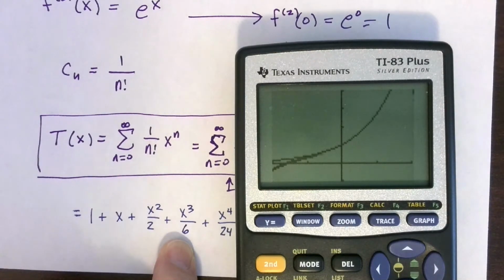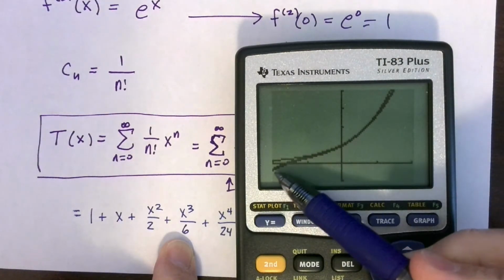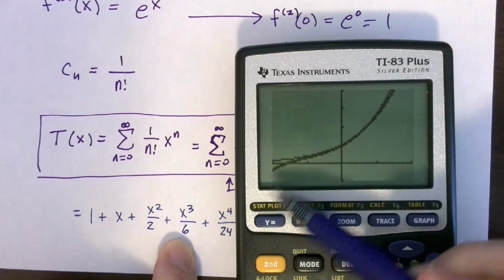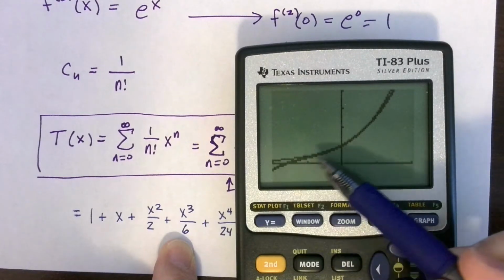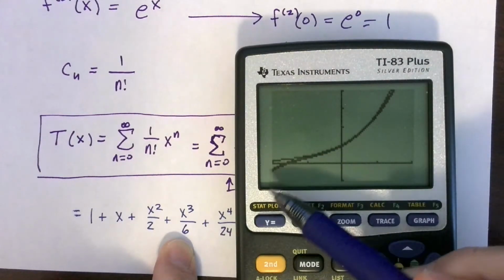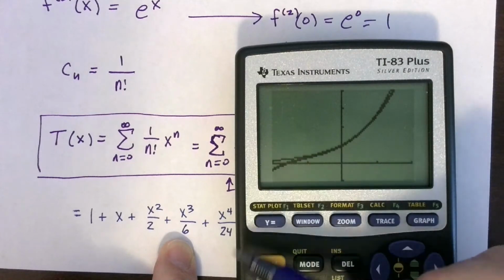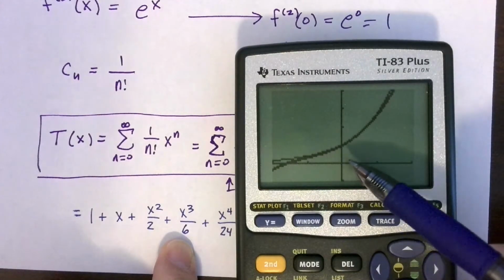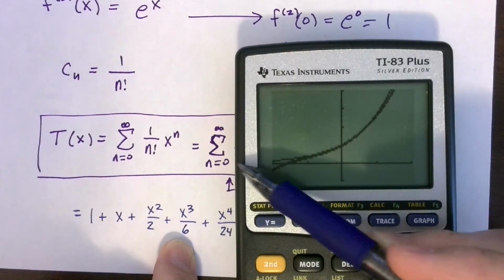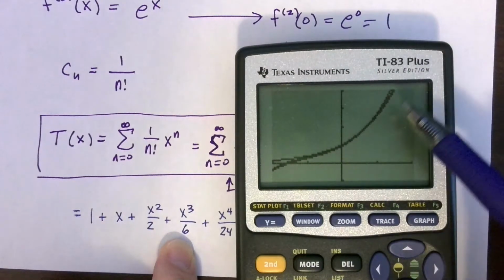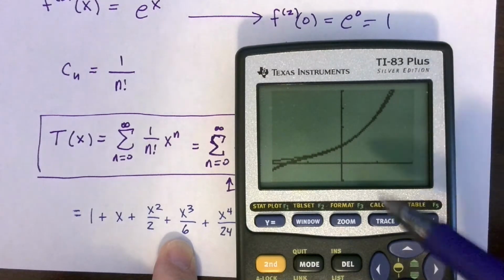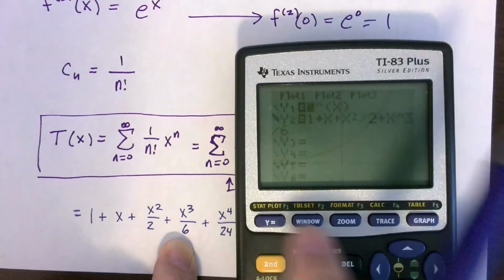There's our e to the x, and look at that. It's still bad here, right? We're going down. This is a cubic function now, right? It's going down to minus infinity as x goes to infinity, whereas the e to the x function has a horizontal asymptote of y equals 0. And here they're both going to infinity. But do you see how it's getting a little bit closer?